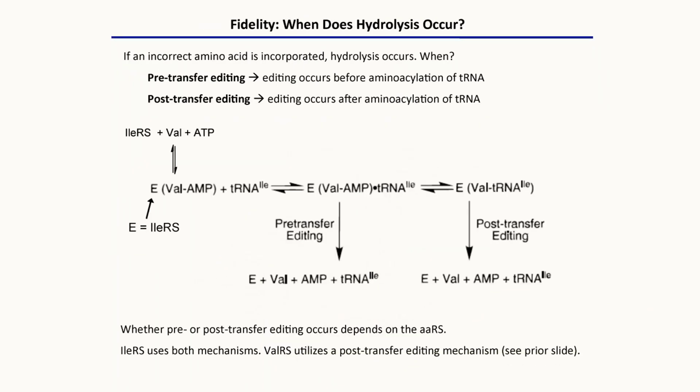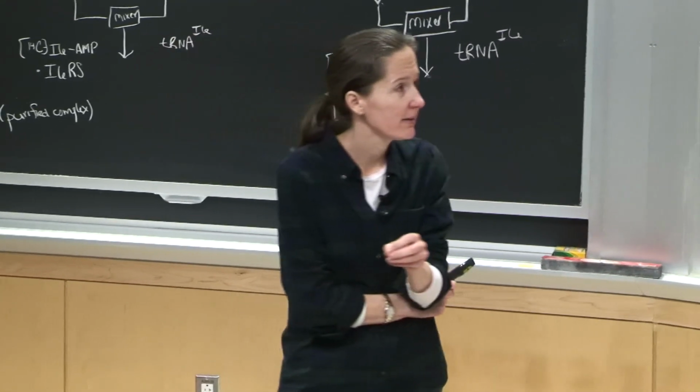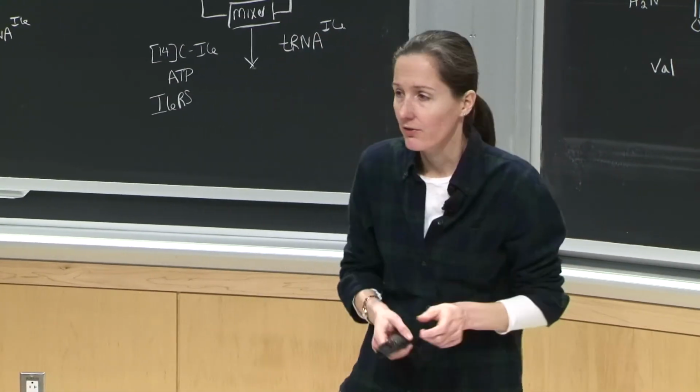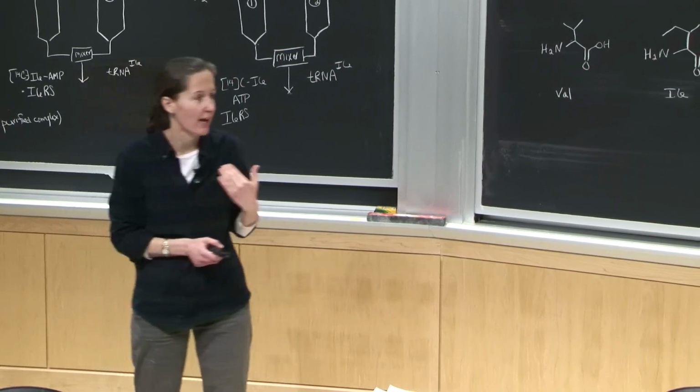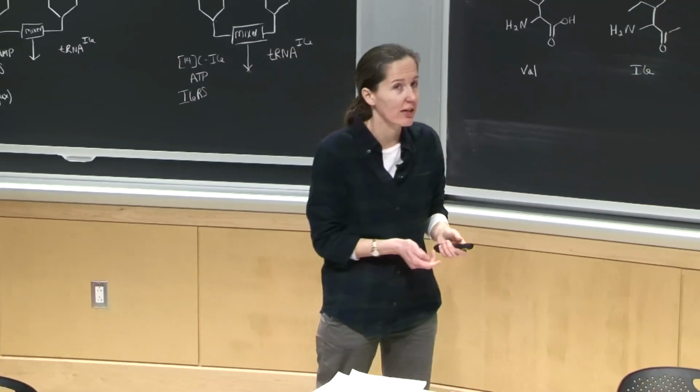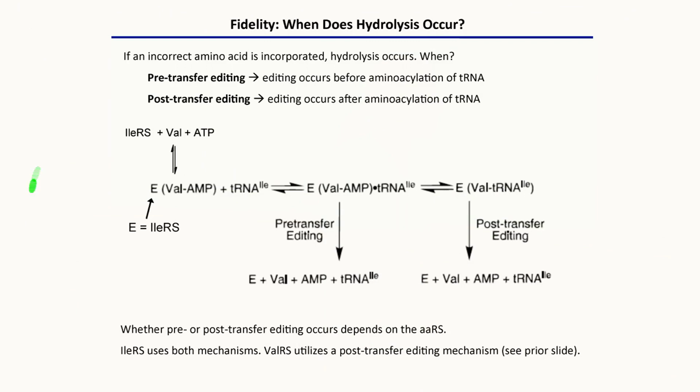So what that cartoon hints to is that the hydrolysis can occur at different steps. So we can have hydrolysis that is pre-transfer, which means the editing occurs before the tRNA is modified. Or we can have post-transfer editing, which is what we saw in the prior slide, where the editing and hydrolysis occurs after the amino acid monomer is transferred to the tRNA. Okay, and this schematic here depicts that.